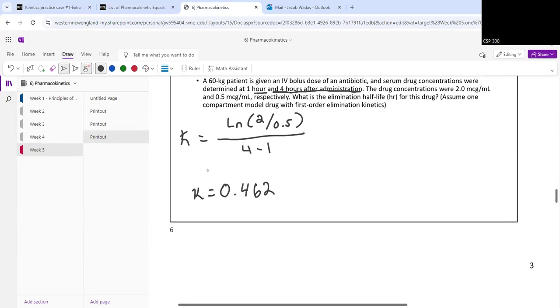Okay, so we got the K, now we have to solve for half-life. So t half-life equals 0.693 over 0.462. What'd you guys get for half-life?